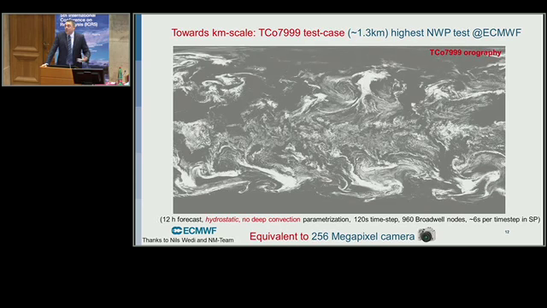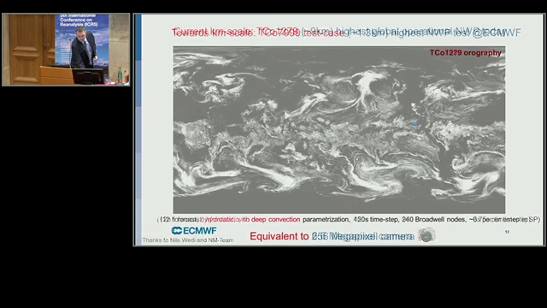And NWP will not saturate the ambition for resolution. So this is the first example of a very, very high resolution. So 1.3 kilometer global using the IFS system. As you can see, so if I can go back one slide.